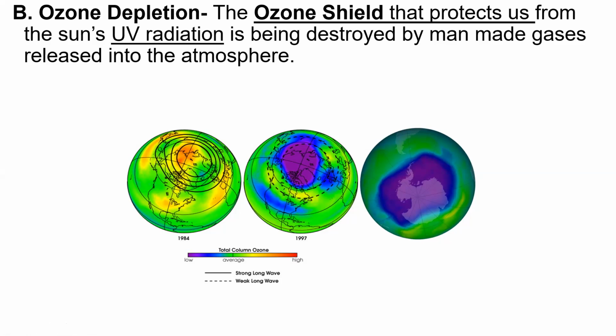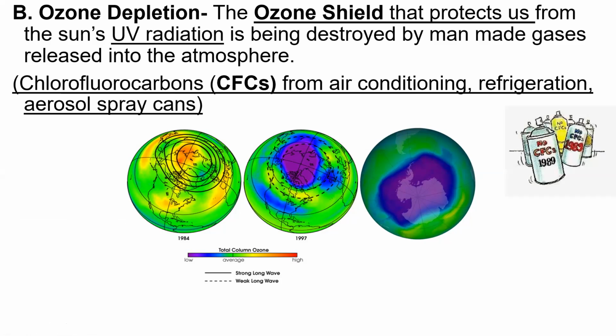And the reason that shield has been destroyed is because of these man-made gases that are called chlorofluorocarbons. Big word there. You can say CFCs for short. These chemicals are the main reason that we've discovered that we've seen reacting with ozone and breaking it down. We've used these chemicals in the past in our air conditioning units, refrigeration, and aerosol spray cans.